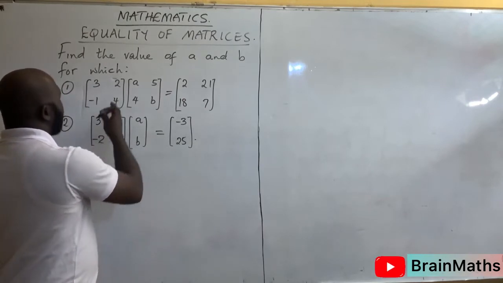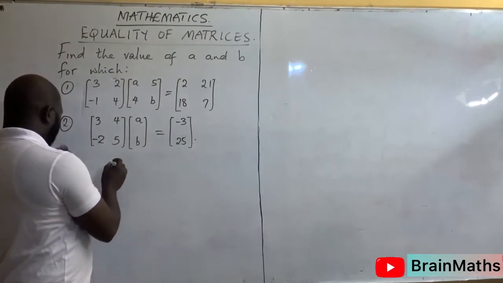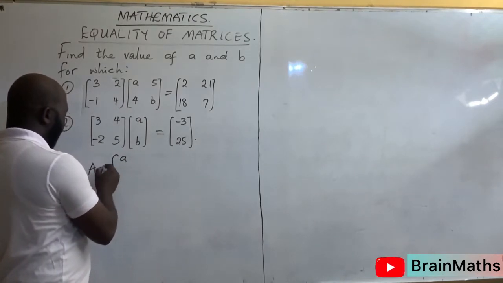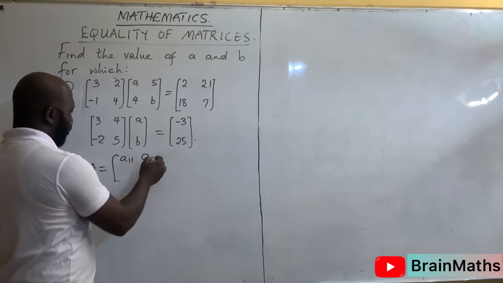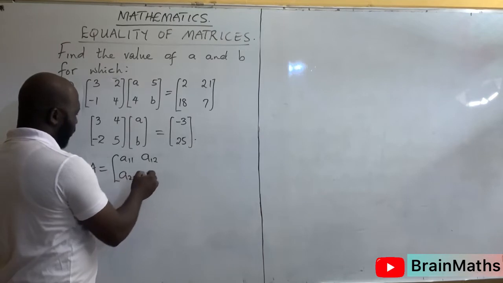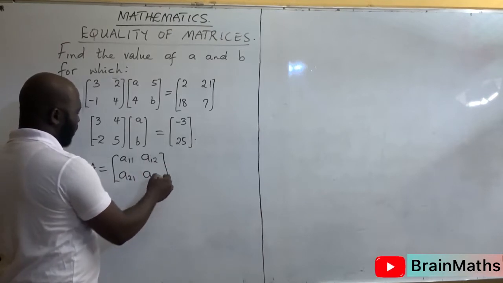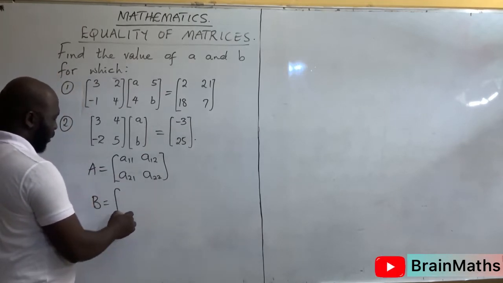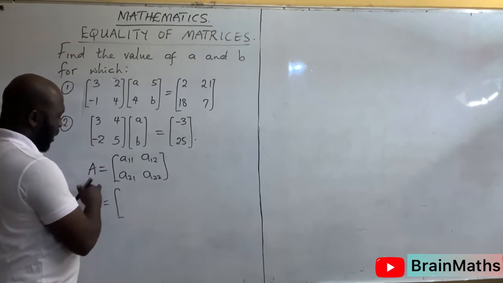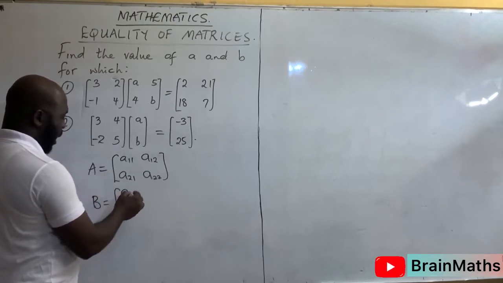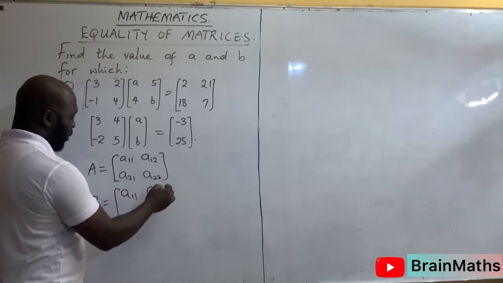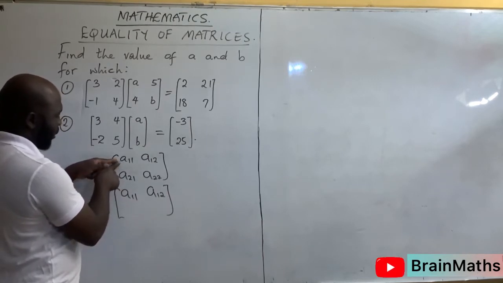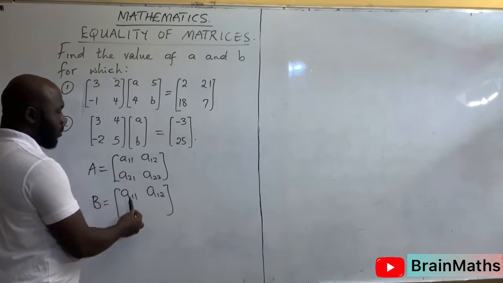Also, equality of matrices means that if we have matrix A to have elements A11, A12, A21, and A22, for this matrix to be equal to another matrix B, the elements in matrix B must be the same as the elements in matrix A, and they are corresponding as it may be. If you look at the first element here and the first element in the other one, the two of them must be the same.